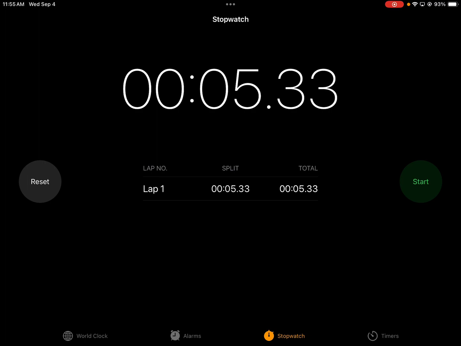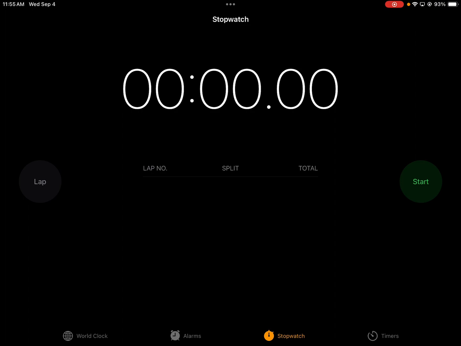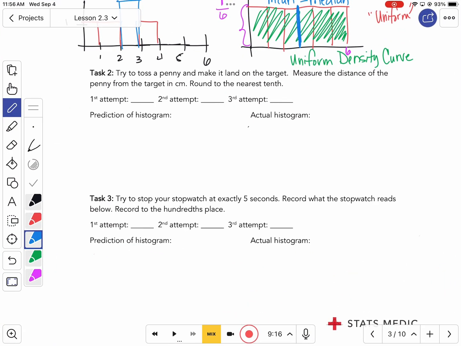All right. So you're going to do that 3 times. Try to get as close as you can to 5 seconds. And then write your numbers down. Okay, Caitlin will get somebody with it. Good, write it down. Write it down. Okay, write your 3 attempts down.